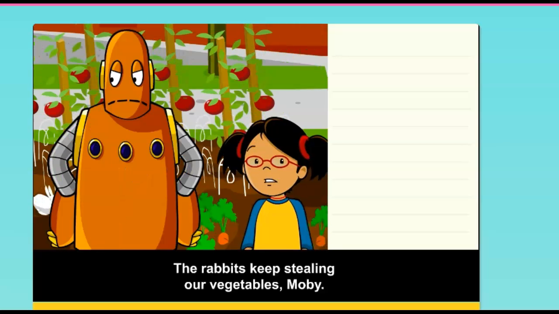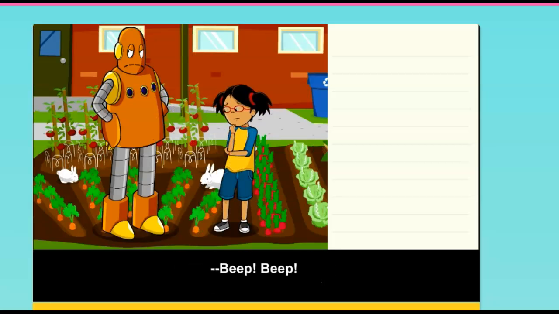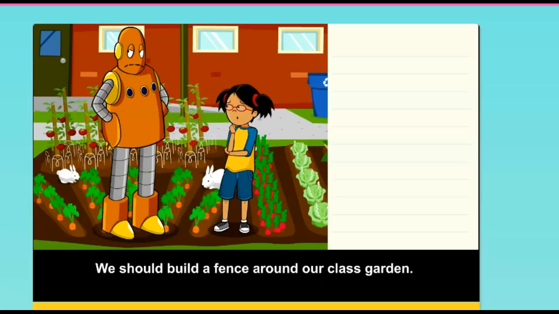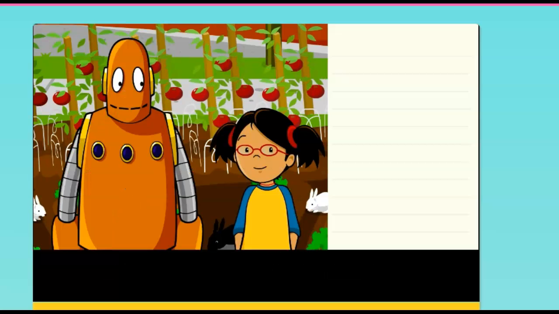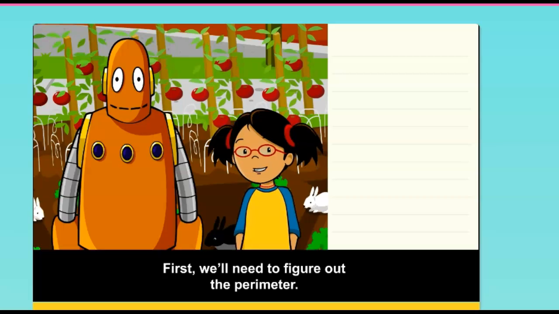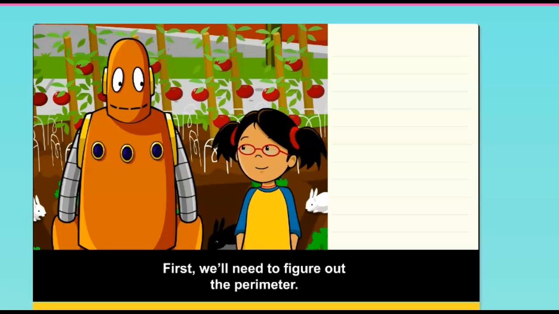The rabbits keep stealing our vegetables, Moby. We should build a fence around our class garden. First, we'll need to figure out the perimeter.